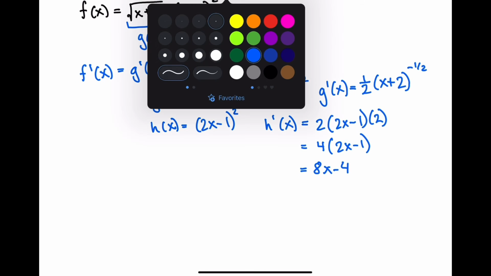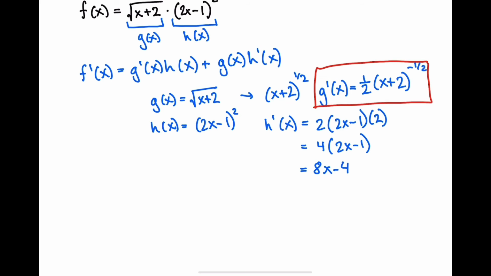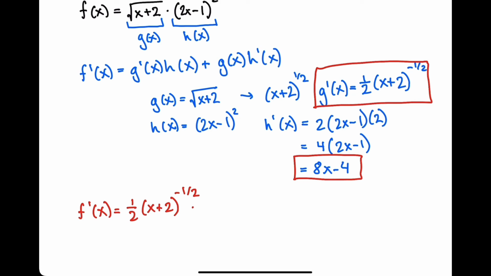Okay, cool. So now we have our derivative of g of x and our derivative of h of x. So we're going to use those two things and just plug them all into that formula. So I've got the derivative of f is going to be g prime of x, so that's going to be our 1/2 x plus 2 to the power of negative a half times h of x, and h of x is 2x minus 1 squared. Now from here we're going to add g of x, which is the square root of x plus 2, and we're going to multiply that by the derivative of h of x, which was just 8x minus 4.